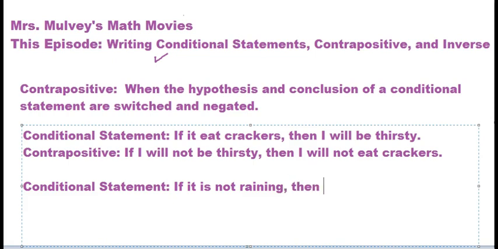My conditional statement is, if it is not raining, then I am dry. So, for the contrapositive, I need to switch the order of the hypothesis and conclusion, and I need to negate each one. And by negating them, I mean changing the sign. And so, when I switch the order, the I am dry becomes I am not dry.